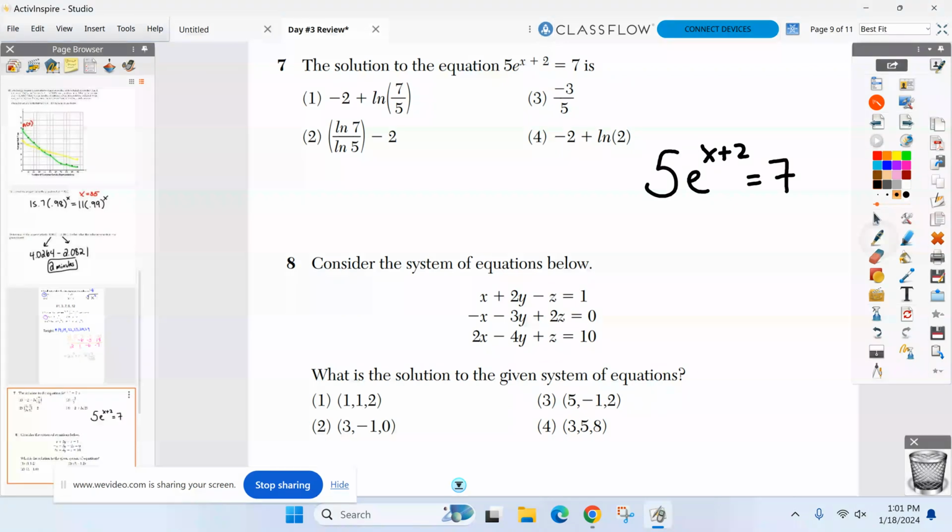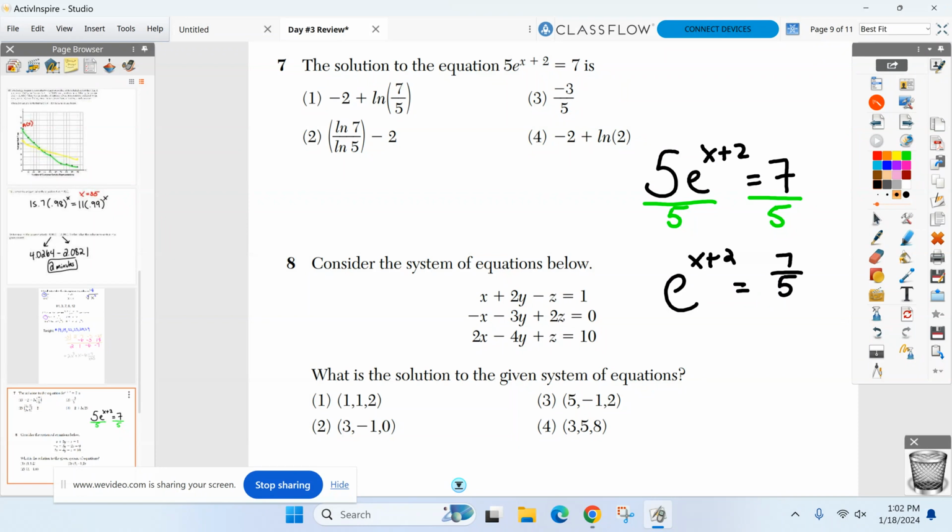So I have to get rid of the 5. Divide both sides by 5. So I get e to the x plus 2 equals 7/5. I don't know if that's a pretty decimal or not, but I'm just going to leave it 7/5. Base and exponent are by itself.